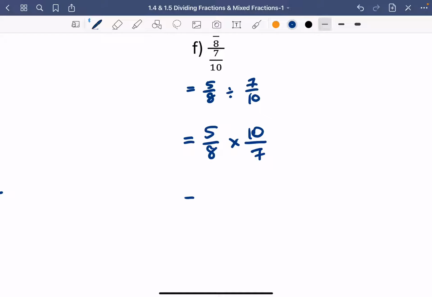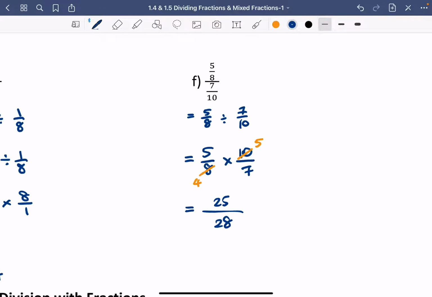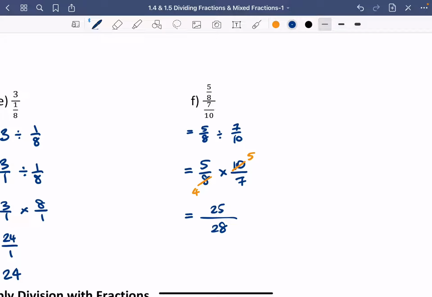Now, do we have any common factors? Yes, we do. 8 and 10, right? And they have a common factor of 2. So 10 divided by 2 is 5. 8 divided by 2 is 4. Yeah, that's it. So 5 times 5 is 25. 4 times 7 is 28. And my answer for this question is 25 over 28.